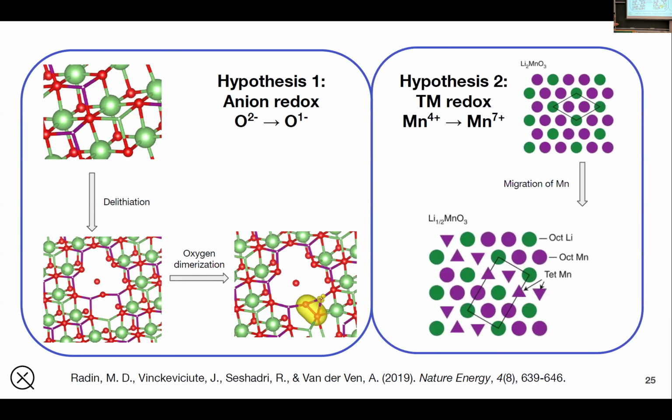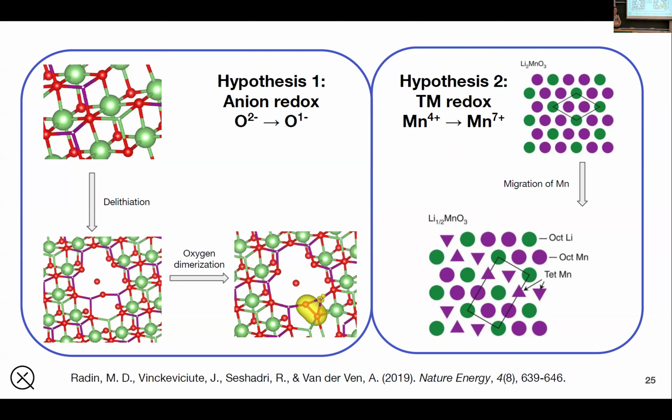So that's one explanation. Another explanation is that perhaps it's nothing to do with the oxygens, it's the transition metals that change their oxidation state. And the details here are not so important, but a very similar thing happens. So the structure of the material changes, and once we've removed the lithiums, we can no longer put them back in, which leads to the degradation of the battery performance.